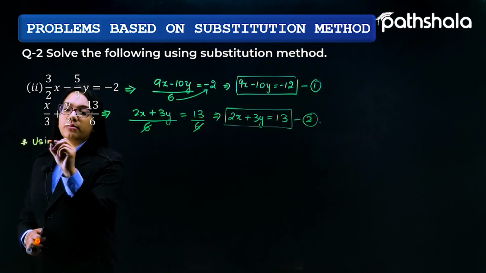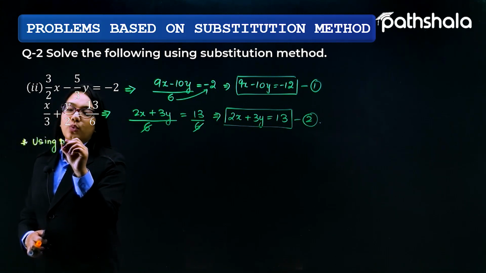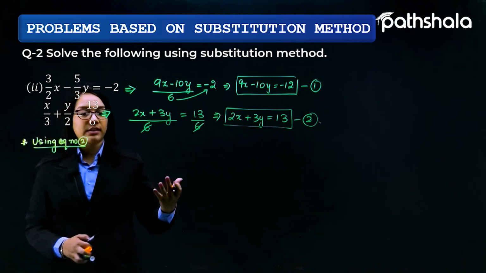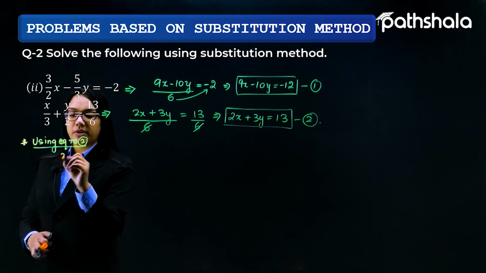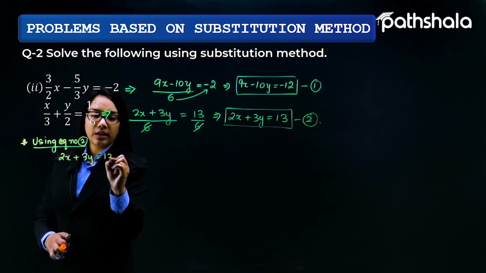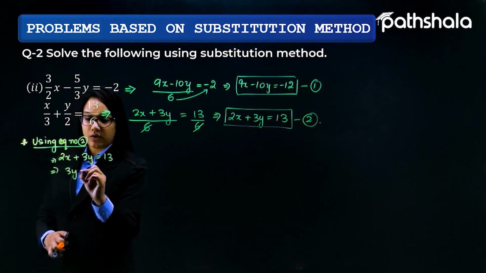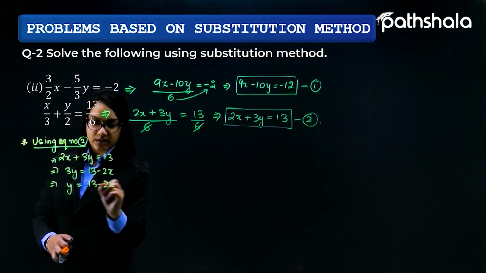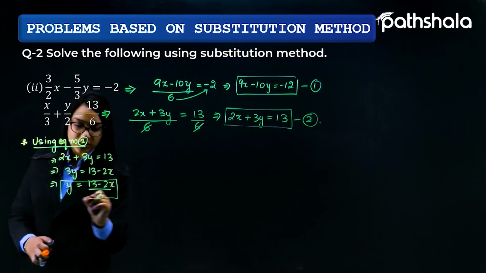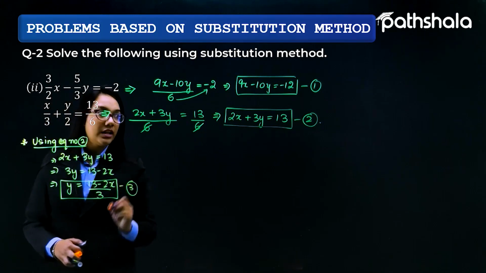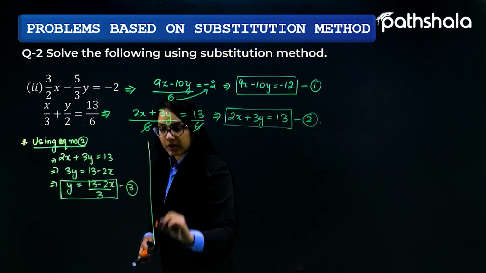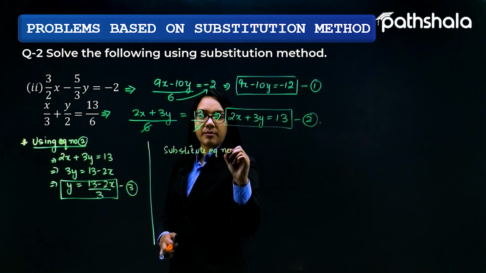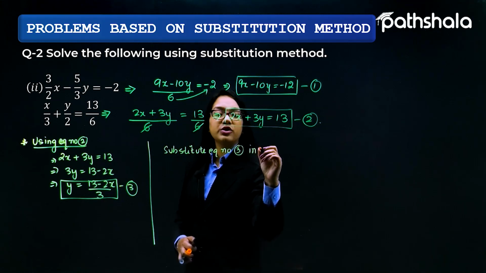Using equation number 2, I can express y in terms of x. If I take 2x plus 3y equals 13, we can write this equation as 3y equals 13 minus 2x. Further, we can write it as y equals (13 minus 2x) divided by 3. So this is my y in terms of x. Let us call it equation number 3. Now let's substitute equation number 3 in equation number 1.